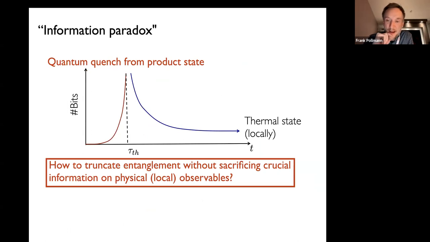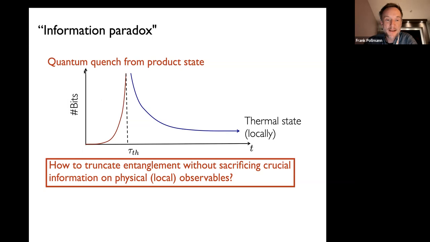And the reason why I'm at least somewhat hopeful that this is possible is summarized in this plot, or you might call it this information paradox. Keep in mind that what we are interested in at this moment is the observation of some local quantity. So we want to measure something inside the box that I drew. And then we have the following picture in mind.